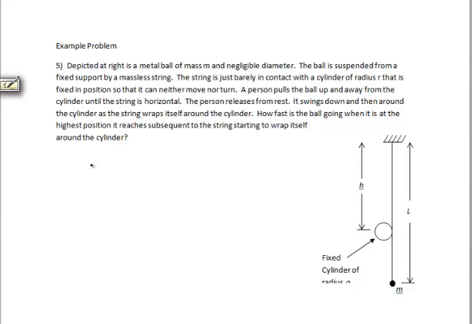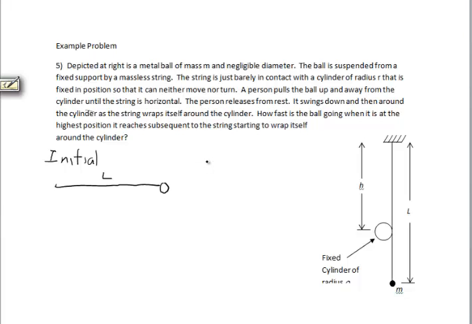How fast is the ball going when it is at the highest position it reaches, subsequent to the string starting to wrap itself around the cylinder? So I'm going to start at the initial situation. Initially, this string and mass are pulled up this way. So it's going to look like initially we have this mass going horizontal with the mass attached, and that has a length of L.